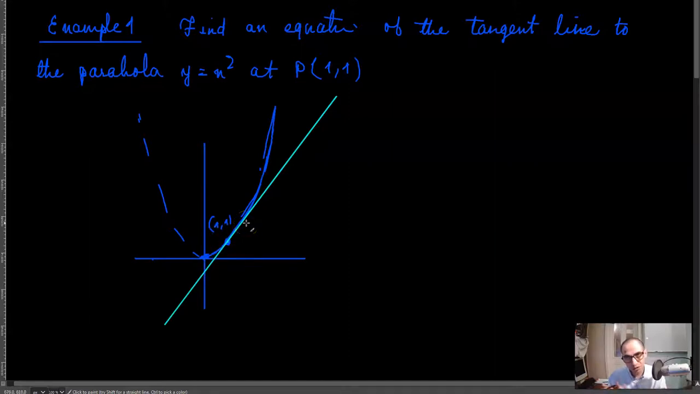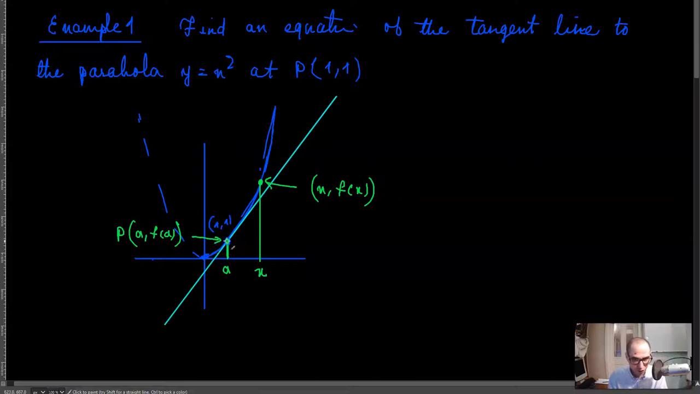Since I cannot calculate it directly, I'm going to call this point P. If this point is A, then the coordinates of this point are A and f of A. And what I'm going to do is pick some point Q over here, and the coordinates of this point could be any x, any point in the domain of the function. Since the x coordinate of this point is x, then the y coordinate would be f of x, right?